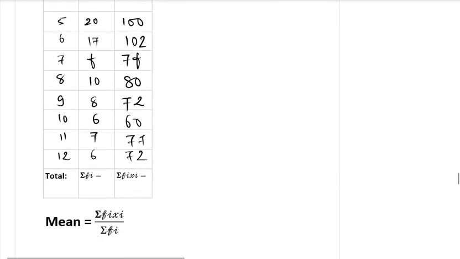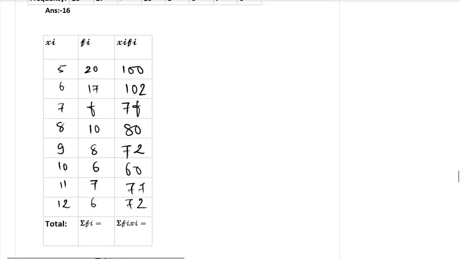The table is filled. Now let us find what is sigma fi. 20 plus 17, 37. 37 plus 10, 47. 47 plus 8 is 55. 55 plus 6 is 61. 61 plus 7, 68, plus 6 is 74, and there is one f which I did not add, so it is 74 plus f. Okay, f cannot be added, it's a variable, so 74 plus f.